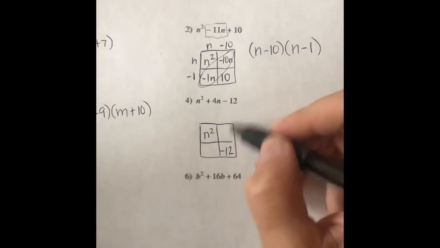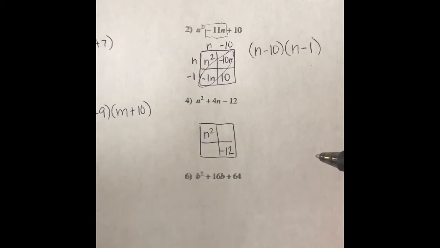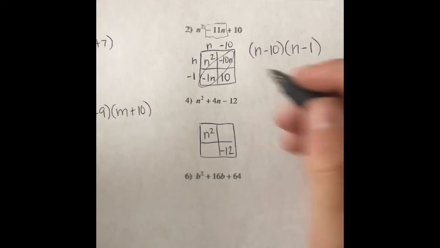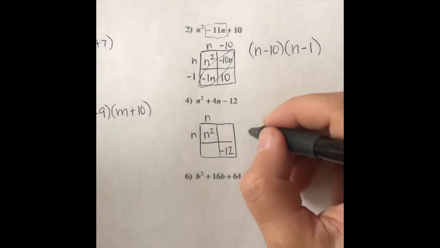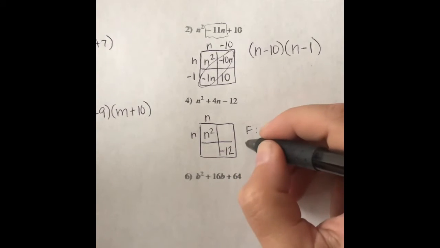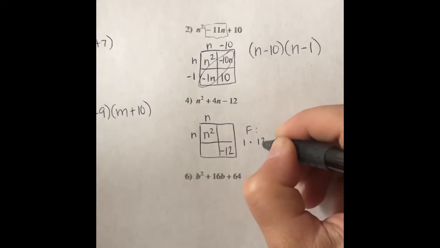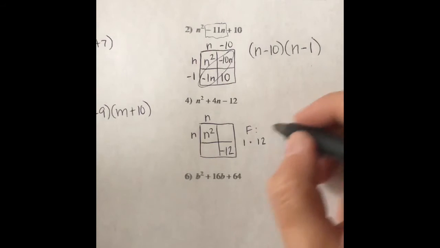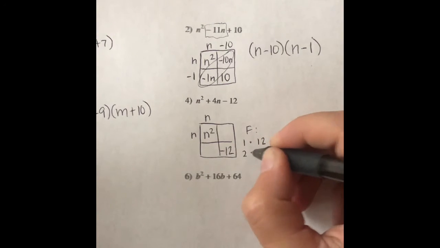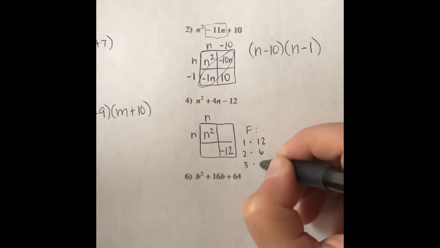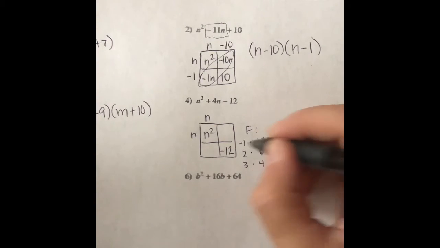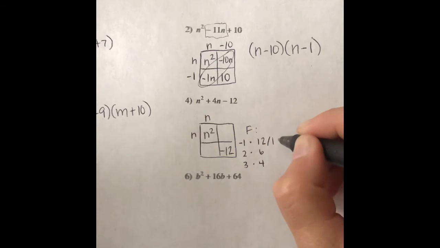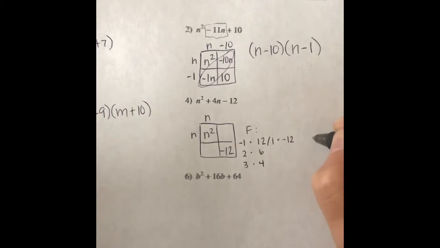To get a negative 12 for our product, we're going to want to have one positive and one negative number. You can start by putting n and n here. Our factors are going to be 1 times 12, and again we want one of these to be negative. We have 2 times 6 or 3 times 4. Now if we do negative 1 and 12 or 1 times negative 12, our sums are going to end up being positive or negative 11.